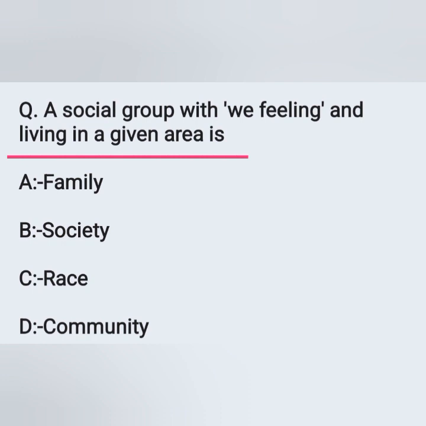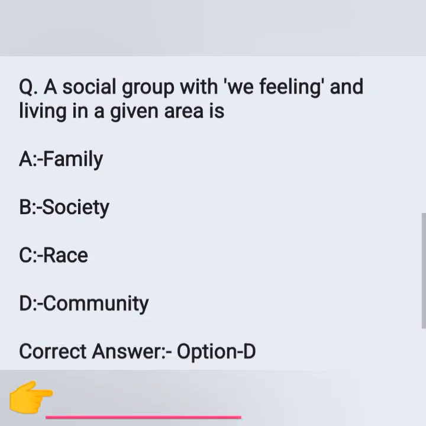A social group with we-feeling and living in a given area is. Options: option A, family; option B, society; option C, race; option D, community. Question: a social group with we-feeling occurs in the community. Option D is the correct answer. Move on to the next question.